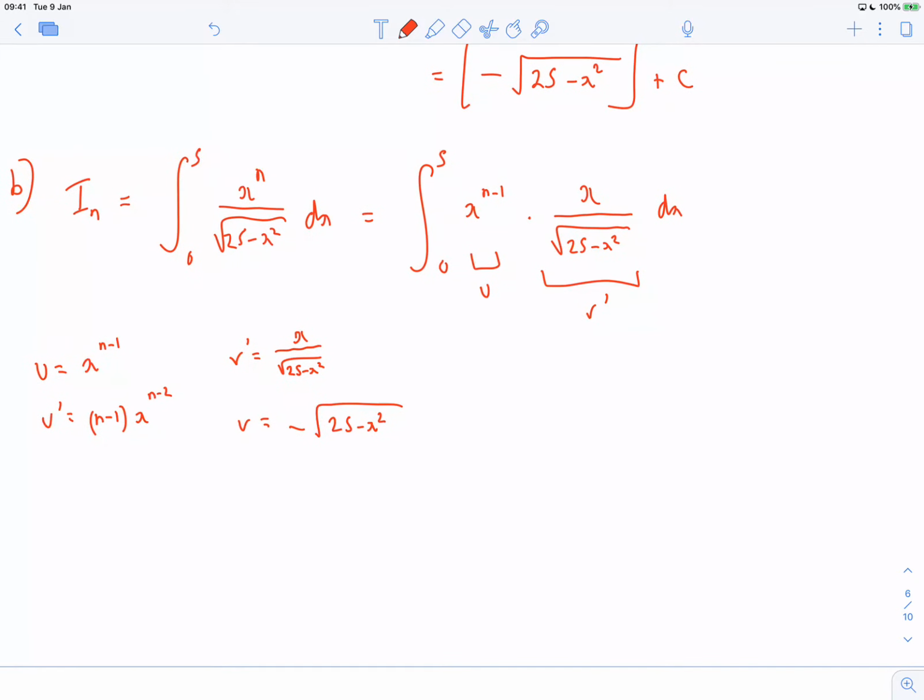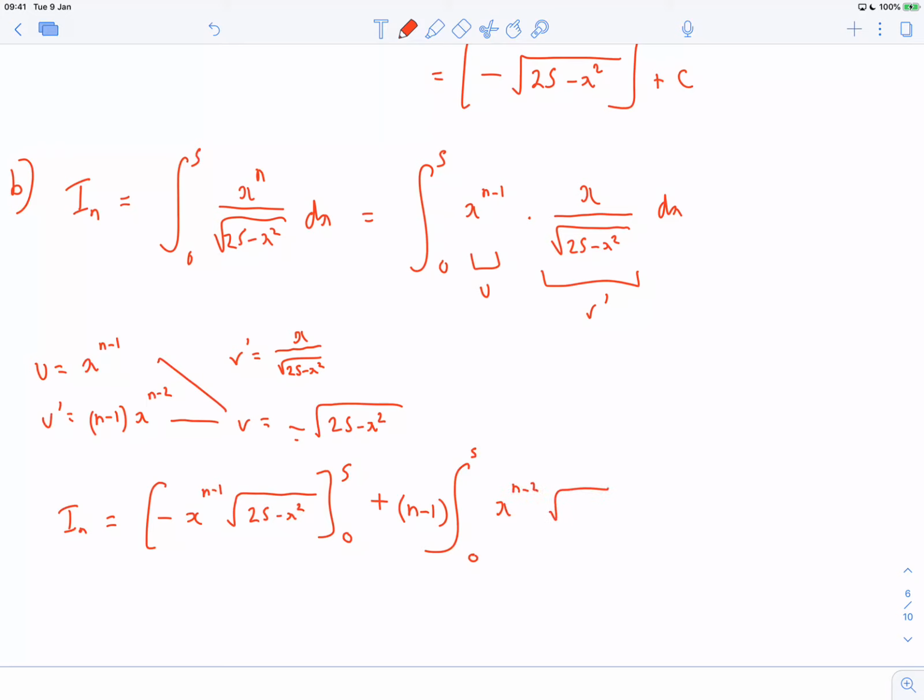So what have we actually got? We're going to have u times v, which is going to be the negative x to the n minus 1 times the square root of 25 minus x squared, and this needs to be evaluated between 5 and 0, minus the integral of v du. Well, that minus there is going to cancel out with this. I've got an n minus 1 coming out at the front as a factor, and then I'm going to have x to the n minus 2 times the square root of 25 minus x squared dx.